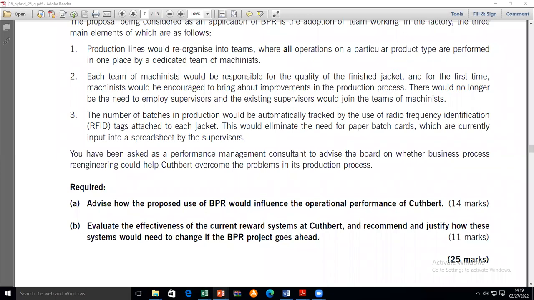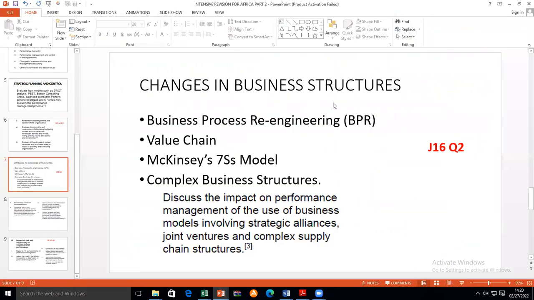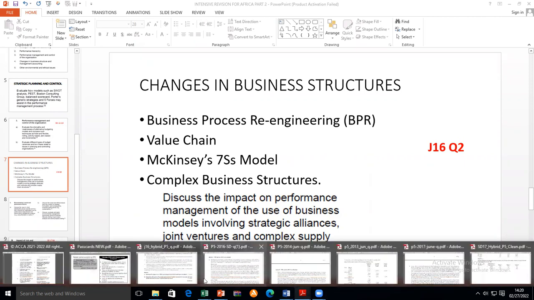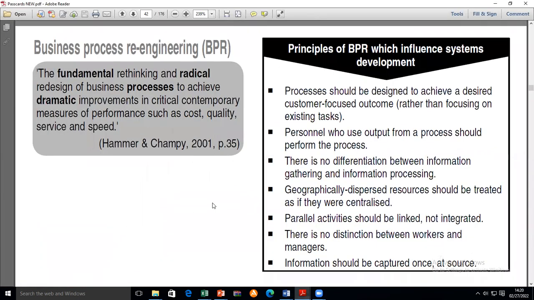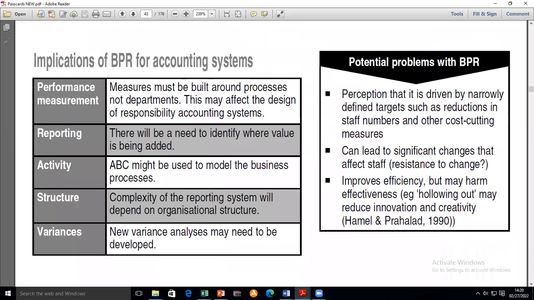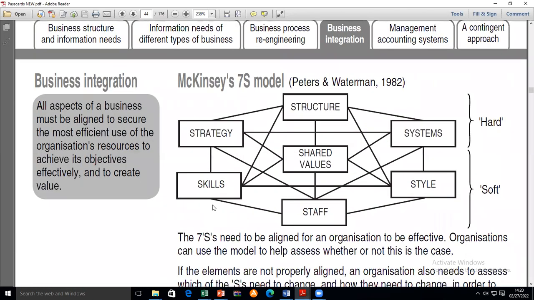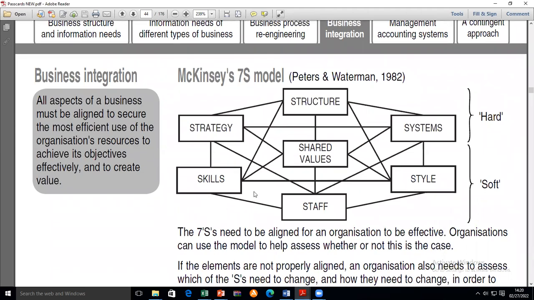Let us continue with our assessment. There's value chain and McKinsey 7S model. Value chain and McKinsey 7S model. So let us look at these now. Let's look at this, McKinsey and 7S model. Let's start with the McKinsey.